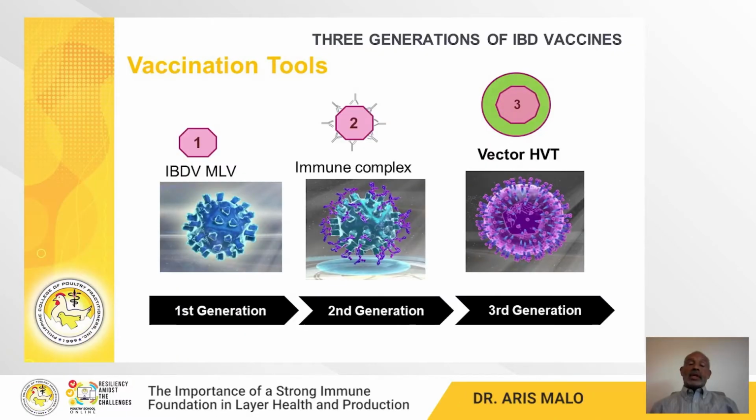Then we have the immune complex vaccine or second generation type of vaccine. And this consists of a little bit of a stronger strain, which is tied up with antibodies. But here we also need to consider the level of maternal immunity. The maternal immunity needs to go down to a certain level for this complex to detach and the immunization to start in these birds. And as a third option, we have the vector type of vaccines.